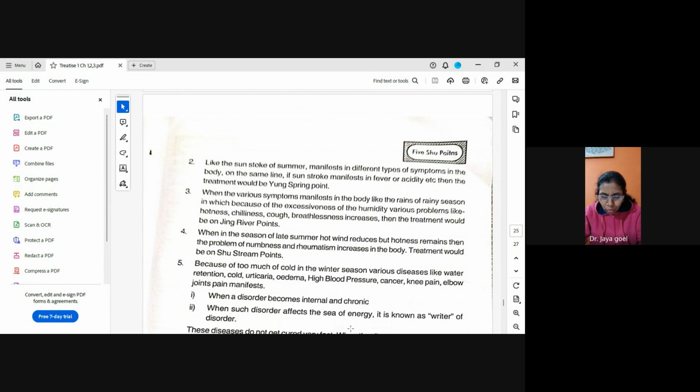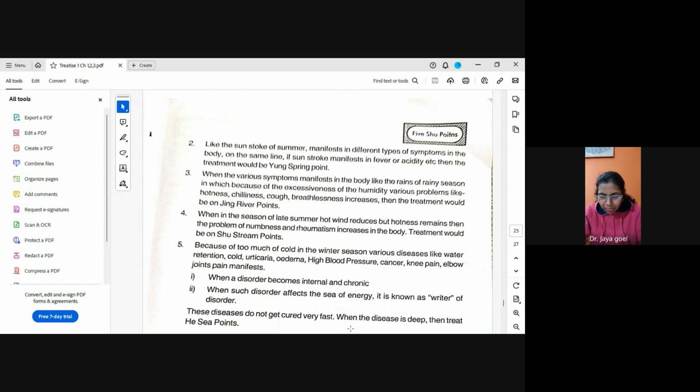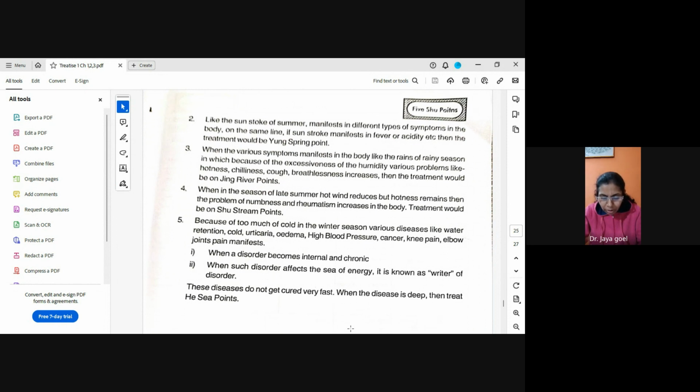Because of too much cold in winter, like high blood pressure, cancer, edema, cold retention, water retention, knee pain, elbow pain, joint pain, we treat the He-sea points. When the disorder becomes internal and chronic, then we should treat the He-sea point. And this is all about the five Shu points.